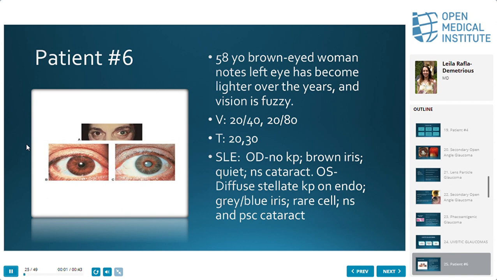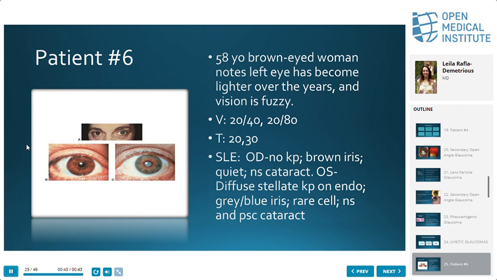So my next patient is a middle-aged woman who has noted that her left eye has actually become lighter over the years, and her vision is fuzzy. Her vision is 20/40 in the right and 20/80 in the left, where she's noticed that her eye has become lighter. Her pressure is higher in that same eye. And on exam, the right eye is normal with a brown iris and early cataract. And in the left eye, we notice that she has very fine KP on her endothelium. She has a much lighter iris than the other eye, and a little bit of cell reaction. And she also has not just an early cataract, but she also has a PSC cataract.